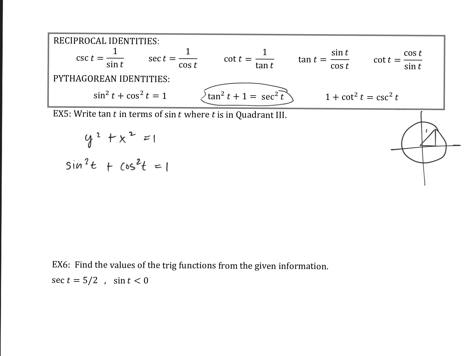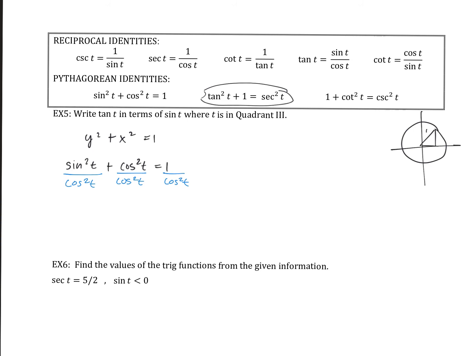So now to find the other one, how will we do this? Well, we're going to be sneaky. Let's go ahead and divide all of them by cosine squared of t. Now what do we get when we divide by cosine squared of t?